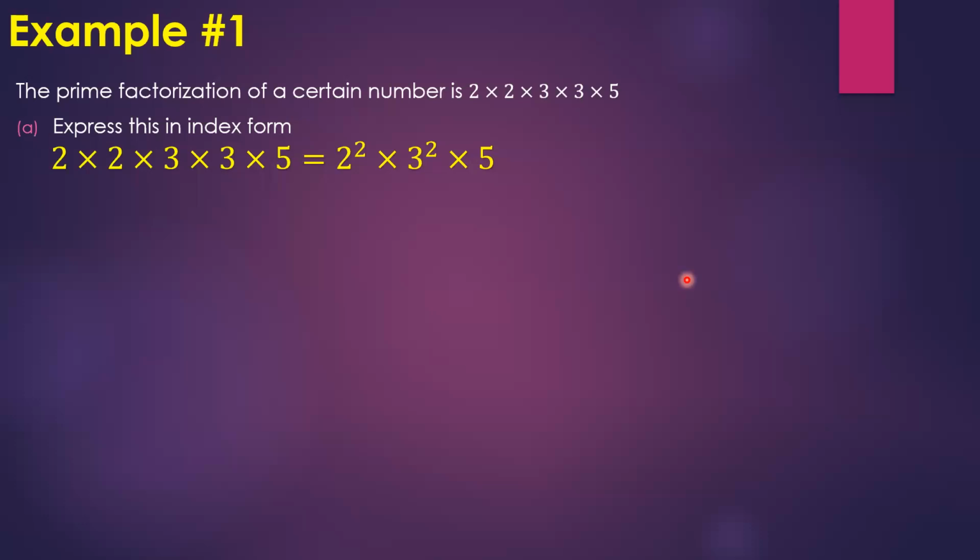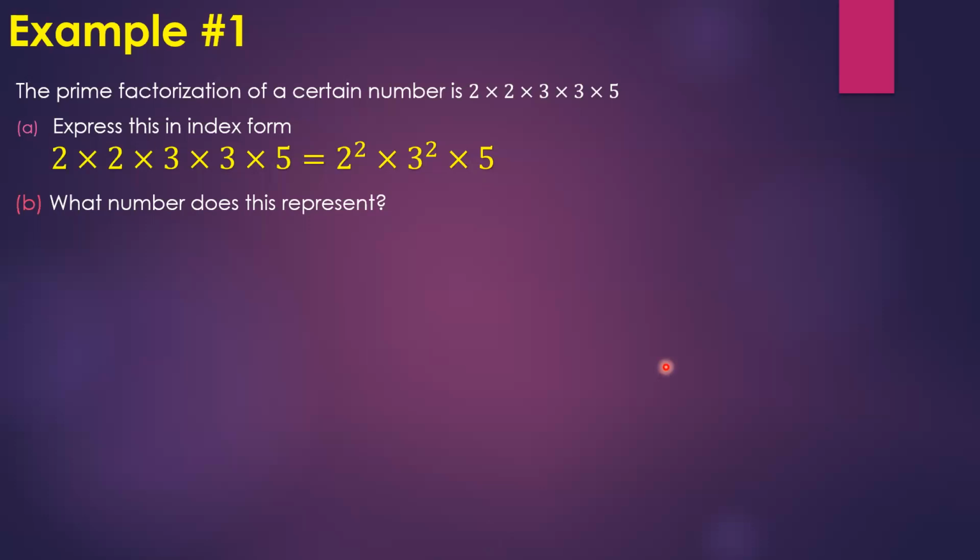Stacy, do you understand how we got the index form? Yes, sir. All right, good. Okay, so now, Chardonnay, can you answer B? What does this number represent? How are we going to get that? Chardonnay, are you there? Where's Chardonnay? I don't know, maybe the internet is freaking out.